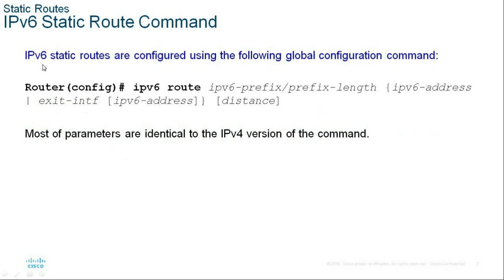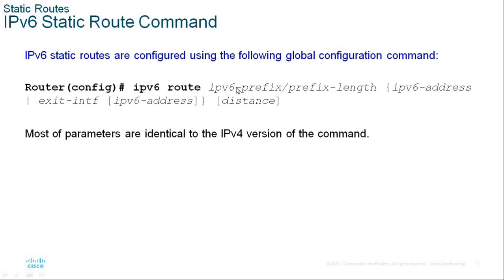Now I am going for the IPv6 general syntax. IPv6 static routes are configured using the following global configuration command. The syntax is IPv6 route, space. As you know, for an IPv6 network there is no network and subnet mask. They are replaced with prefix and prefix length. Prefix length is like the subnet mask, and prefix means the whole network. So the prefix value means the global unicast network with its prefix length.